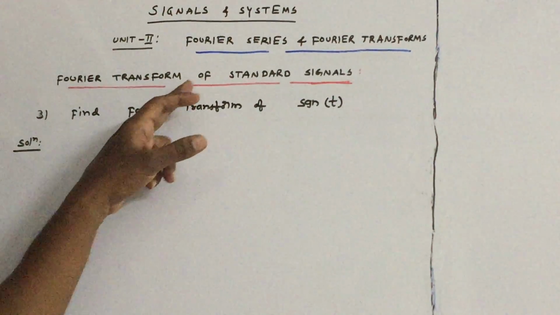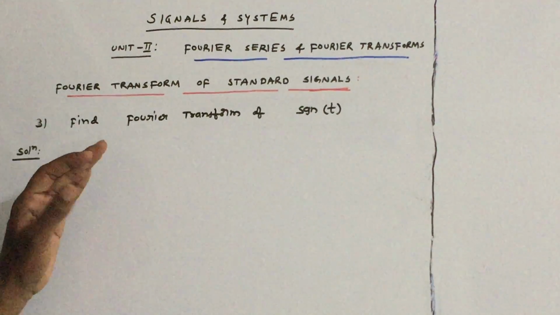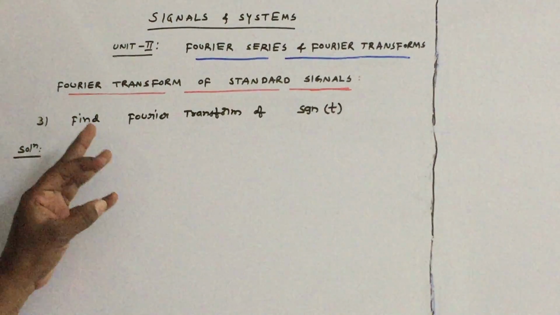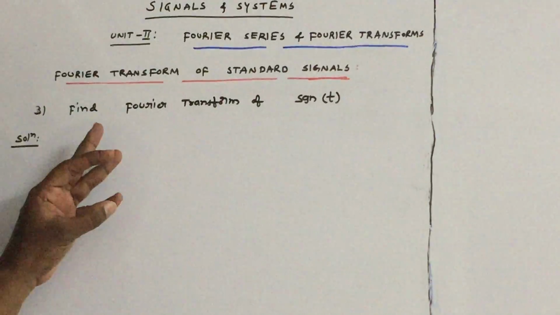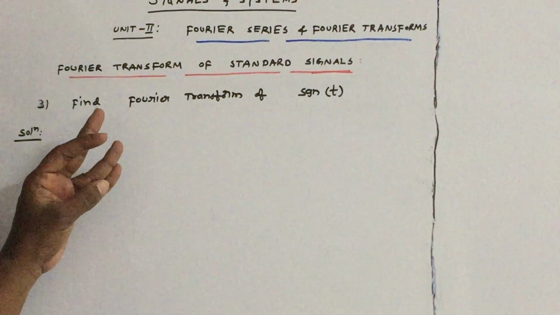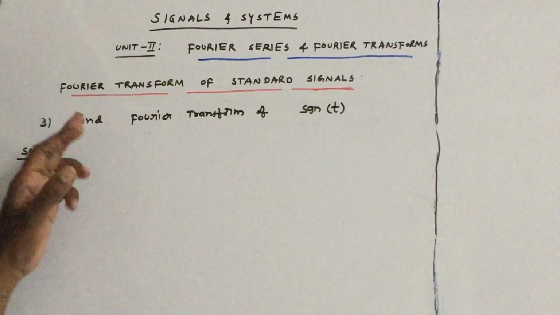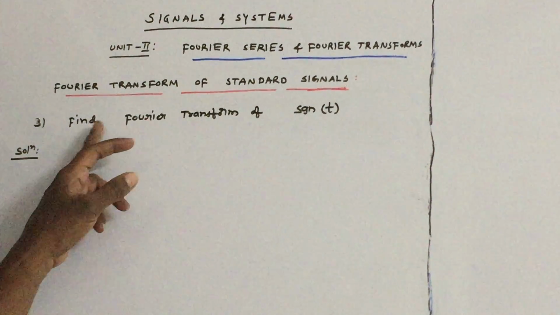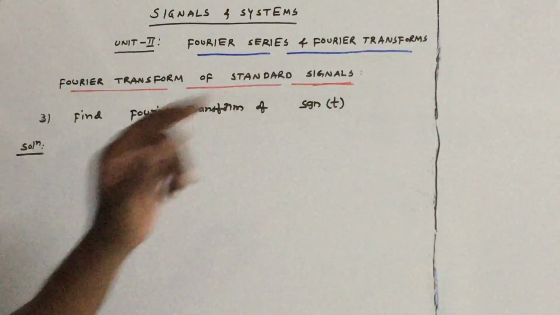So we are discussing Fourier transform of standard signals. In the previous class, we have discussed the Fourier transform of del of t, del of t minus t naught, del of t plus t naught, and the Fourier transform of constant. So in this session, we will see one more standard signal. That is, find the Fourier transform of signum of t.